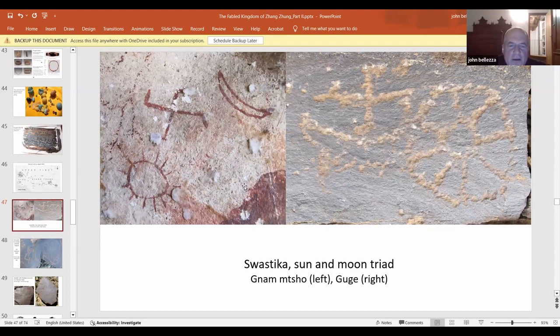And here's a quite spectacular example. We see the sun, the crescent moon, and the swastika here in Guge. This one on the left is in Namso. They're separated by 1,500 kilometers, but the symbolism, the religious connotations, are very closely aligned all through Upper Tibet. And there are many indicators of this, including the monuments we looked at in the first part of the talk.